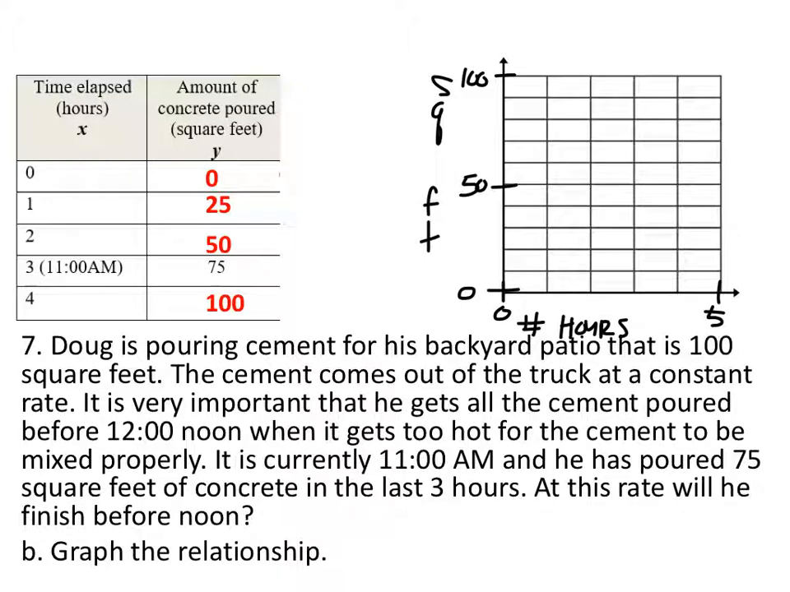All right, now that we have that, we can go ahead and graph these points on the graph. Okay, so we got 0, 0. Then I got 1 hour at 25, so right between the second and third line for square feet. And then for 2 hours, it was 50 square feet. 3 hours was 75, so again, I'm right between those lines. And 4 hours at 100 square feet.